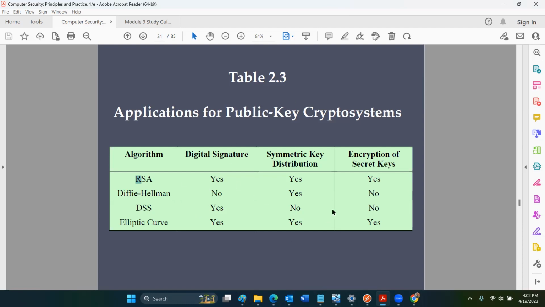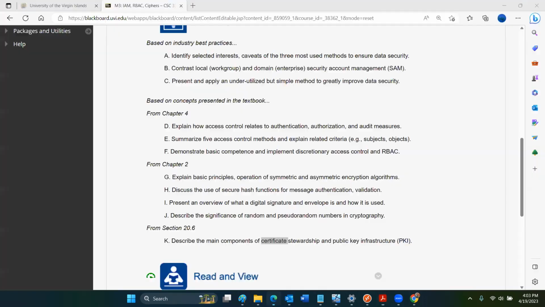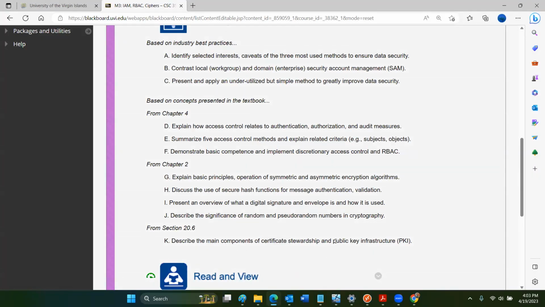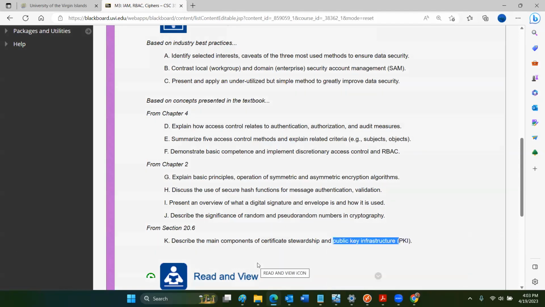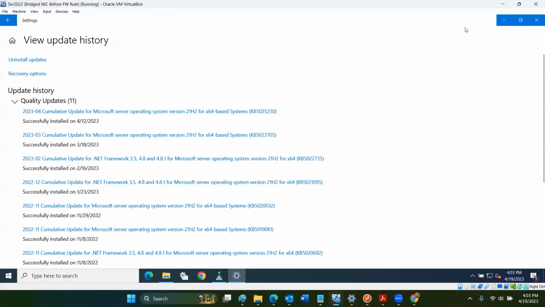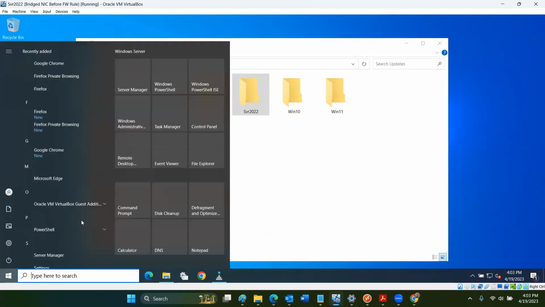How do you manage all these public-private key pairs? You distribute certificates, okay? So in order to manage the public key distribution, what has evolved, and this is really innovative, is this idea of a public key infrastructure, or PKI. Now, you're probably asking, yeah, that sounds like a really complicated thing to do. Let me show you one thing real quick. Can everybody see my screen? Yeah. Okay, this is Server 2022, right?